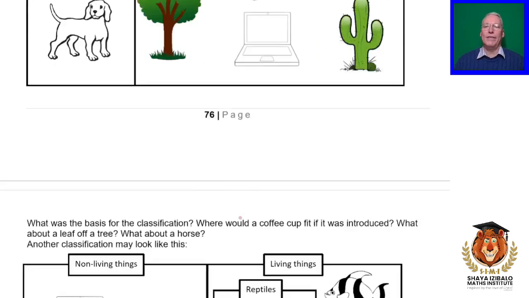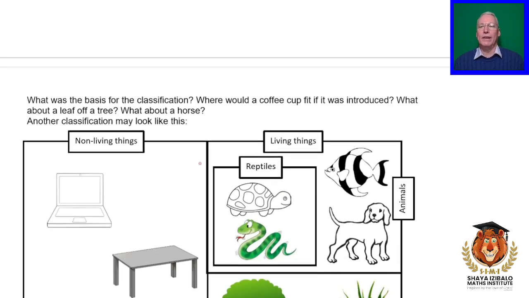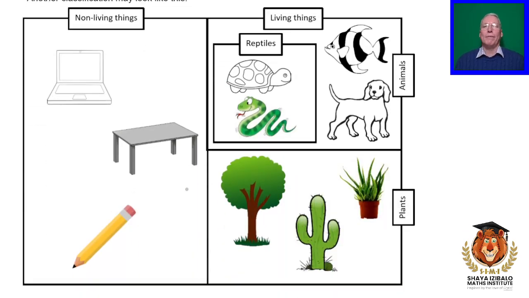Let's think about a different classification. Over here, where would a coffee cup go? If we had a coffee cup, where would we put it? Yeah, a coffee cup would go over here. I can't draw, which is why I'm a maths teacher. Then what about this one?